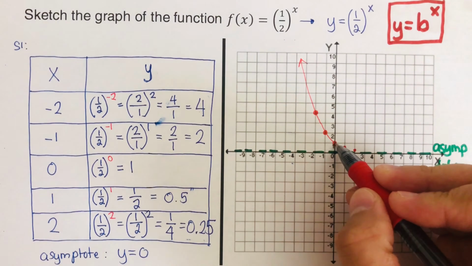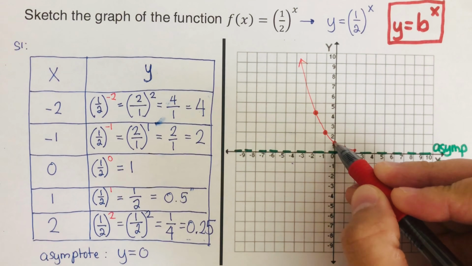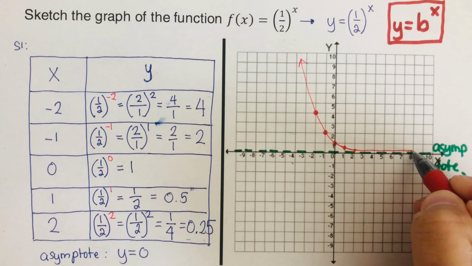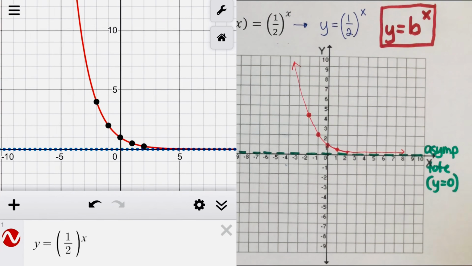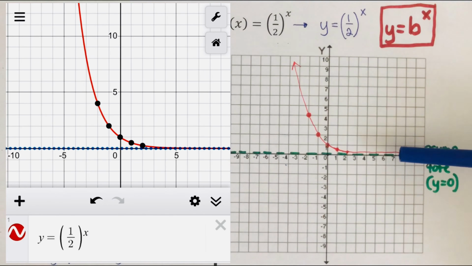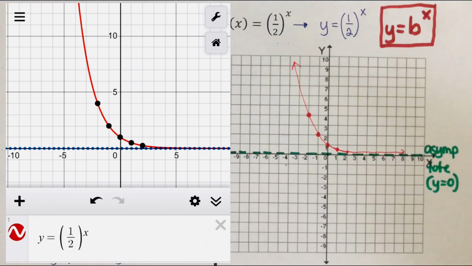So I'm just gonna draw the asymptote right here. I'm just gonna draw the other end of the graph. Again, it's gonna get closer and closer to the asymptote, but it's not gonna touch it. So the equation of this graph is y equals 1/2 raised to the power x. On the side, you will see the Desmos version of this graph. As you can see, the paper version that we did just a while back is pretty much the same thing as that of the Desmos version.